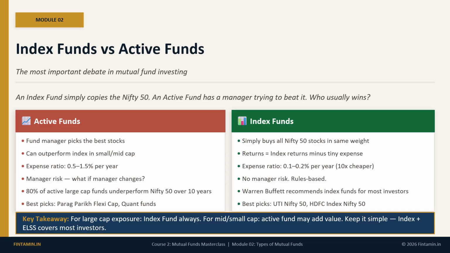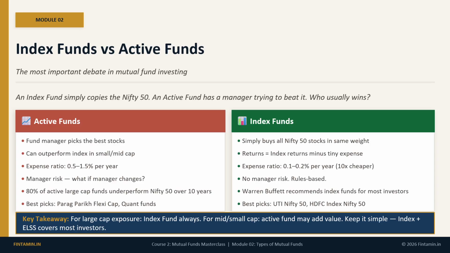Ultra low cost, that is 0.1% expense ratio. No manager risk. Warren Buffett himself recommends index funds for most investors. However, and this is important, in the mid cap and small cap space, skilled active fund managers can genuinely add value. The Indian market in these segments is less efficient, giving good managers room to outperform.